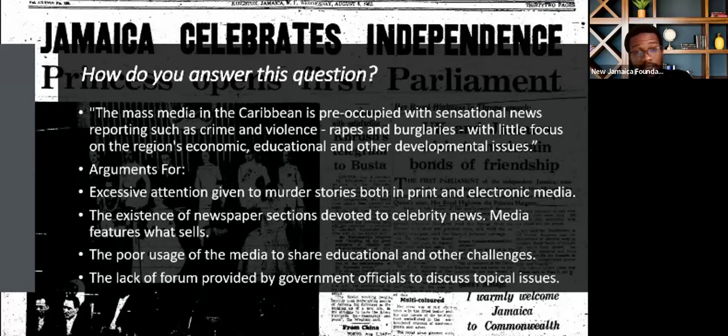But if you argue that it is concerned with sensational news, you could look at the excessive attention given to murder stories, both in print and electronic media, the existence of newspaper sections devoted to celebrity news. For example, the media features what sells, the poor usage of media to share education and other challenges, or the lack of a forum provided for government officials to discuss topical issues.